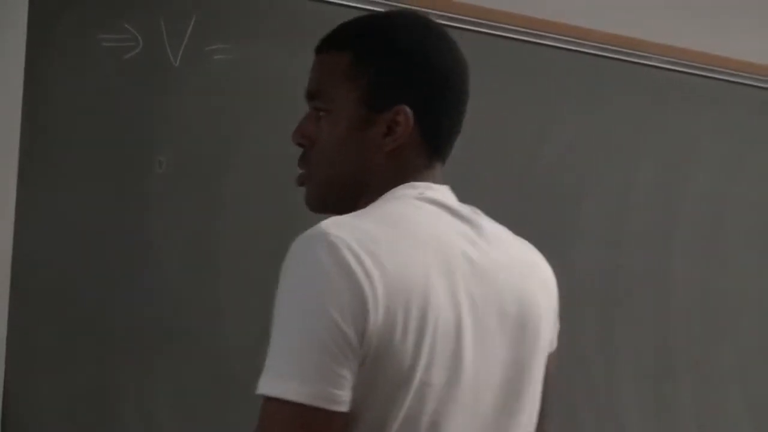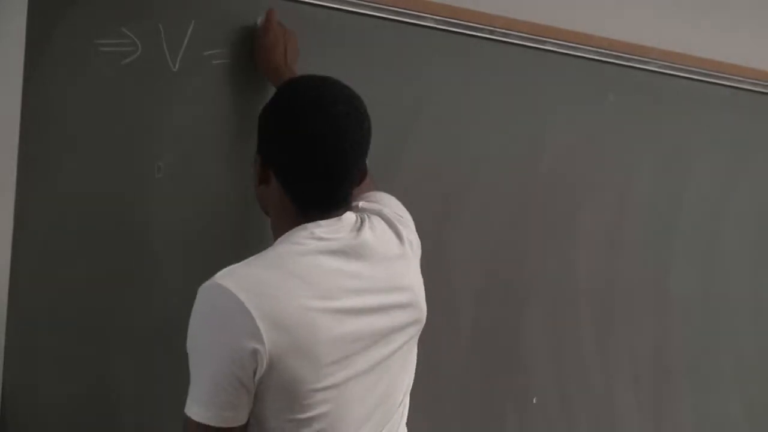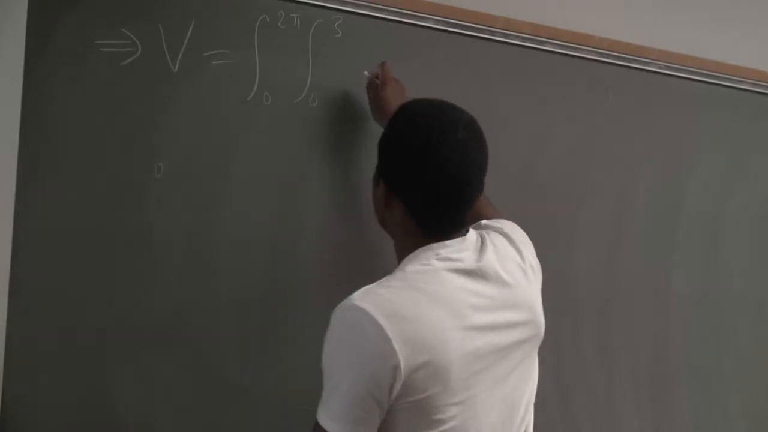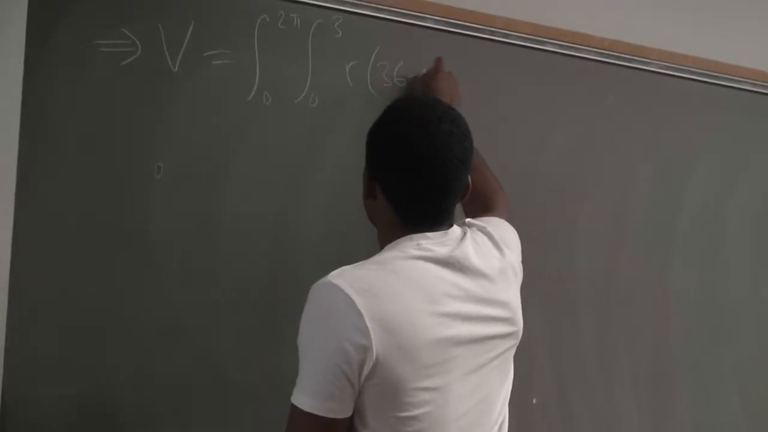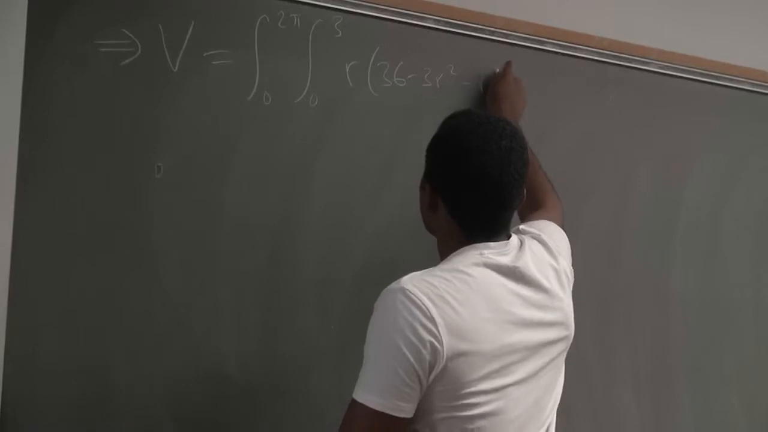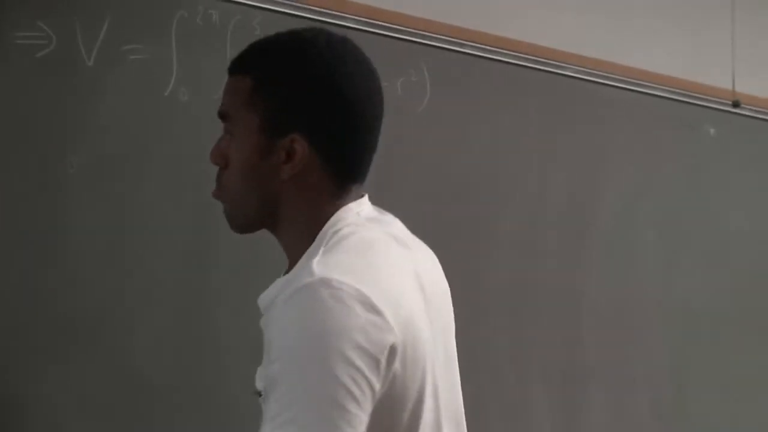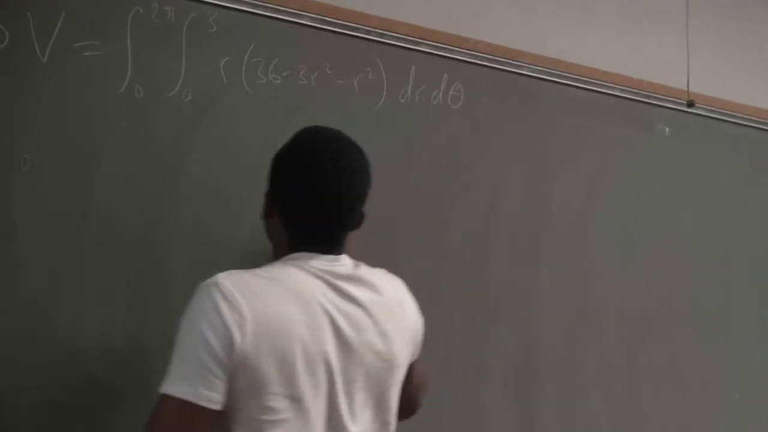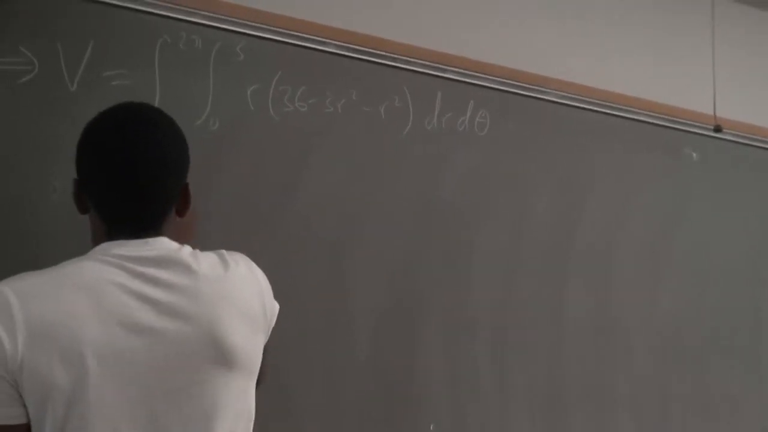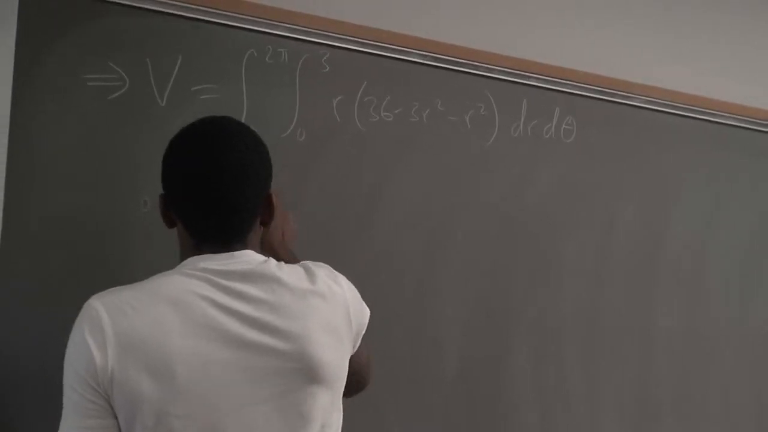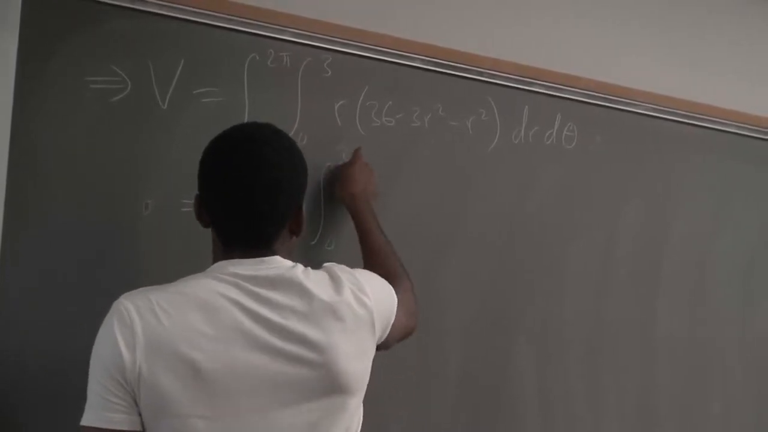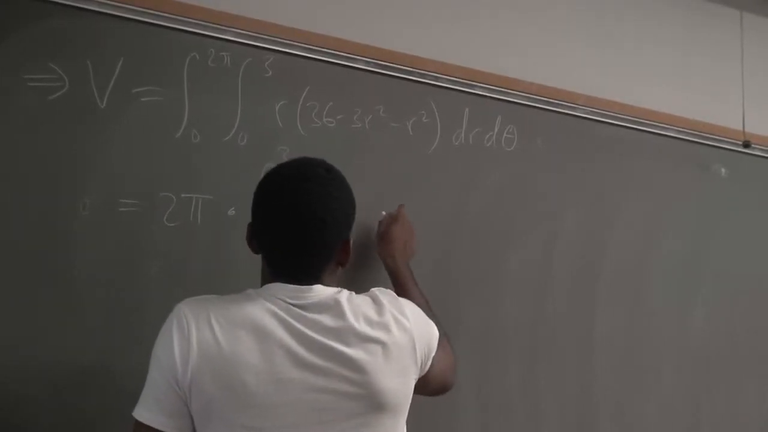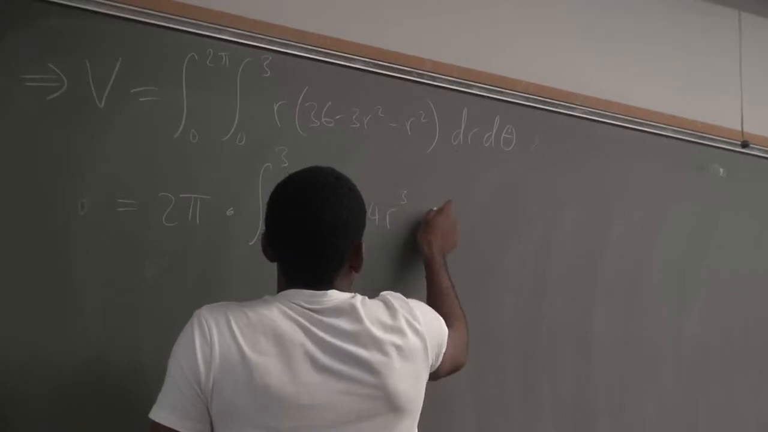V would be equal to 0.03, and this would be r times 36 minus 3r squared minus r squared, dr dθ. So 2 times 0.03. This is 36r minus 4r cubed.